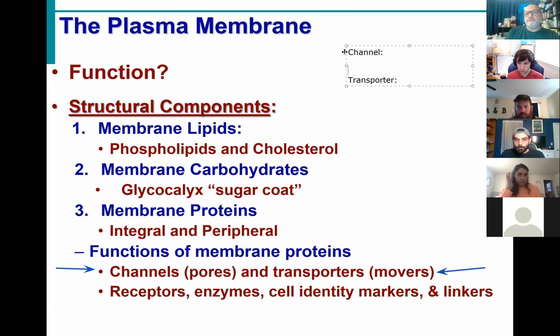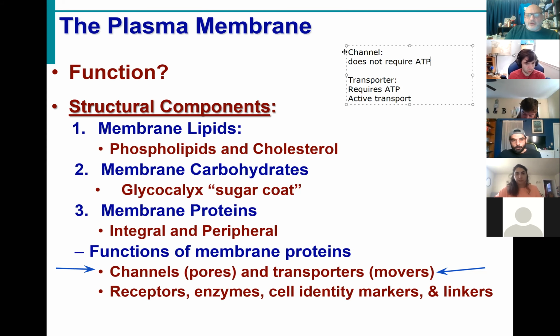Transporter requires energy, ATP. Excellent. Transporter requires ATP. Any idea what we call it when this kind of movement requires ATP? Active transport. Yeah, so this is going to use active transport, whereas a channel does not require ATP. So what do we call that? Passive. Excellent.